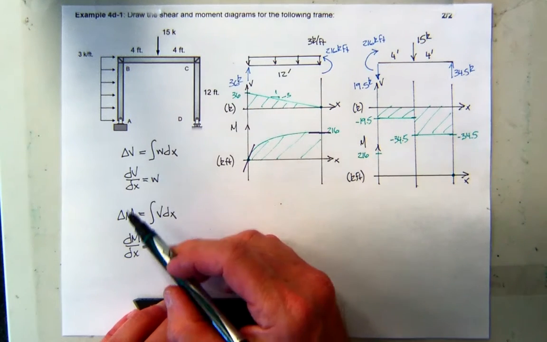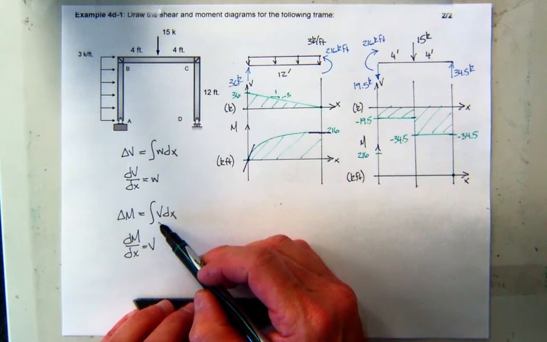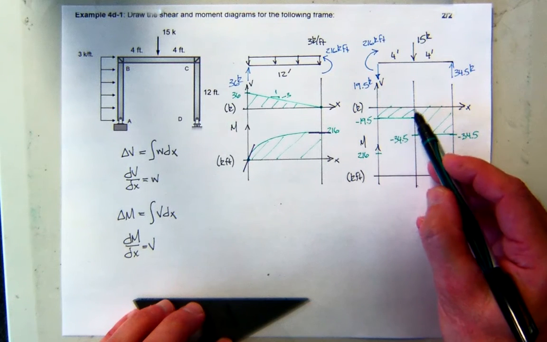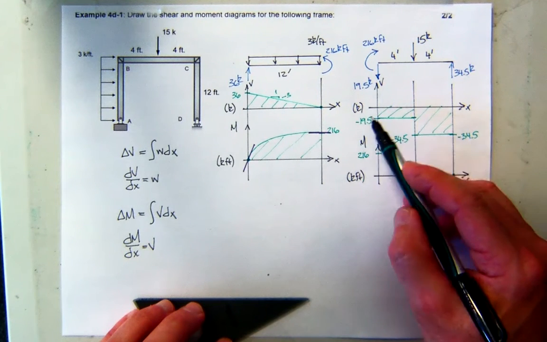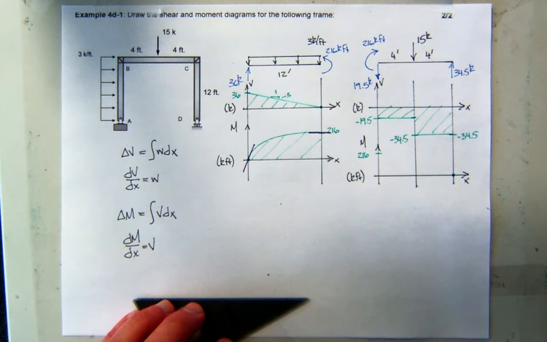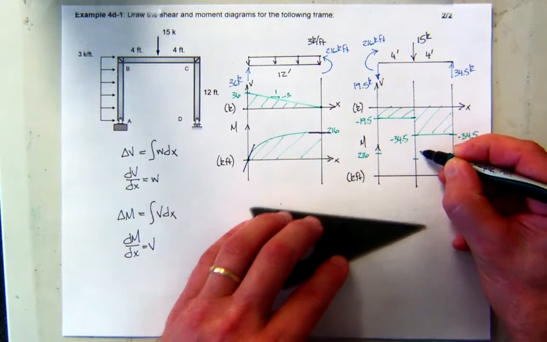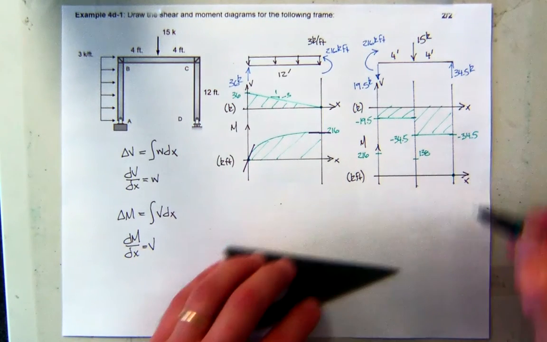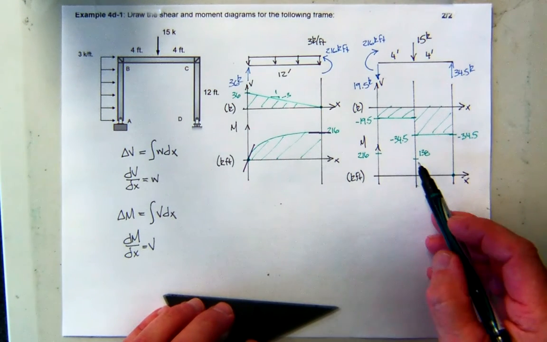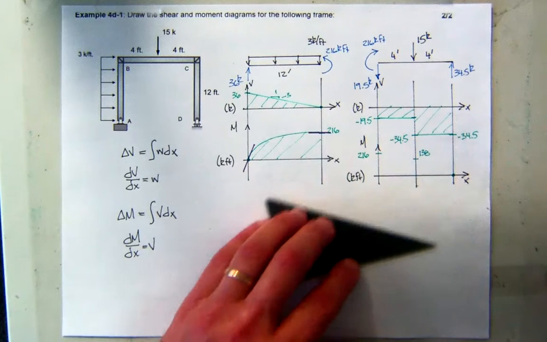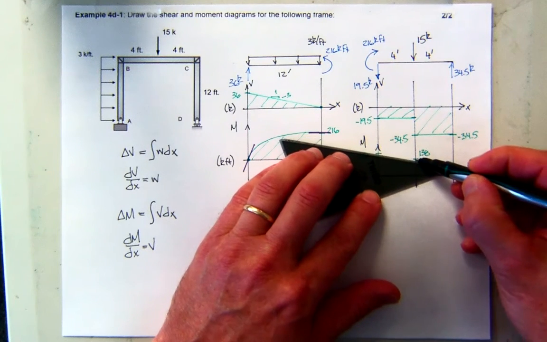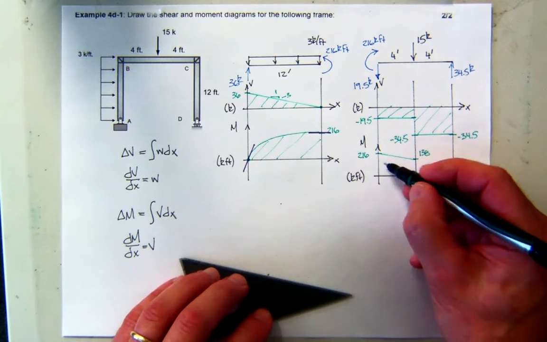So the change in moment is the area in the shear diagram. What is the area in this part of the shear diagram? 4 times 19.5. What is that? Subtract that from 216. What do you get? And what's the slope of that line? Well, it's given by the value of the shear. So that slope should be what? Negative 19.5.